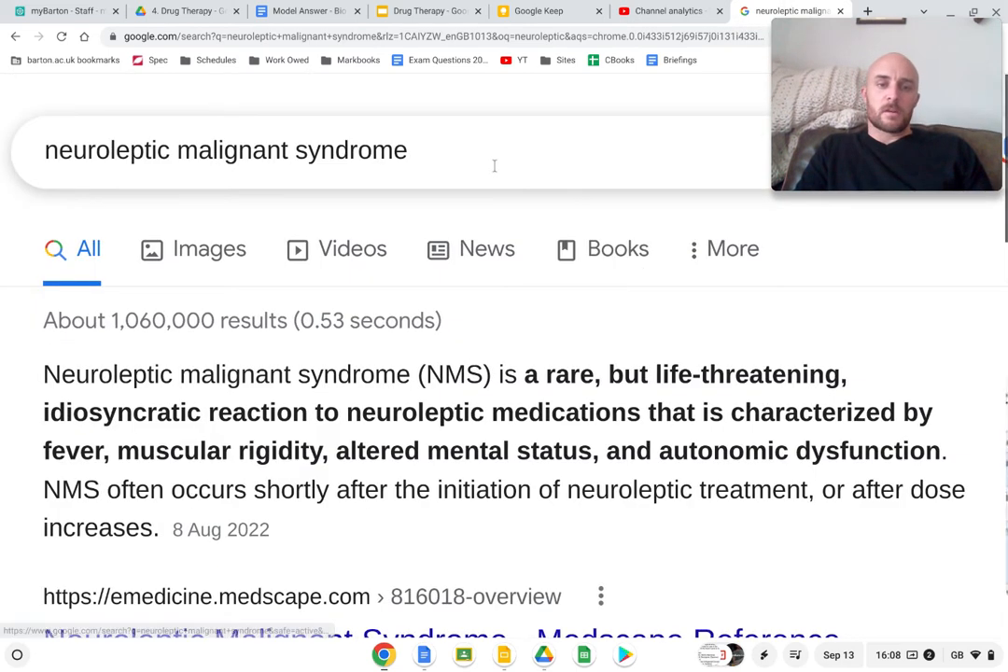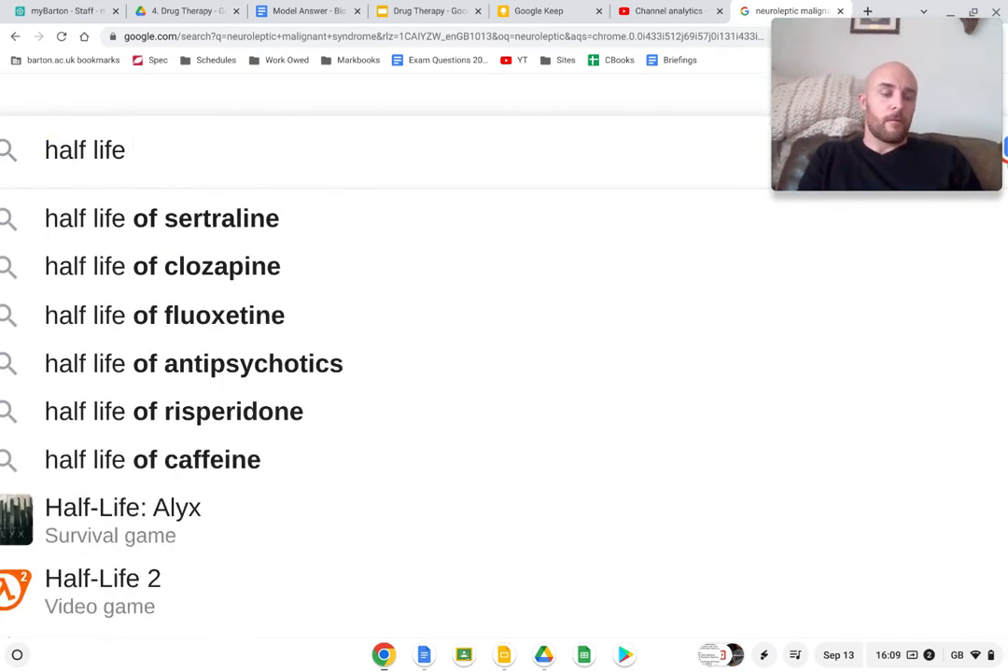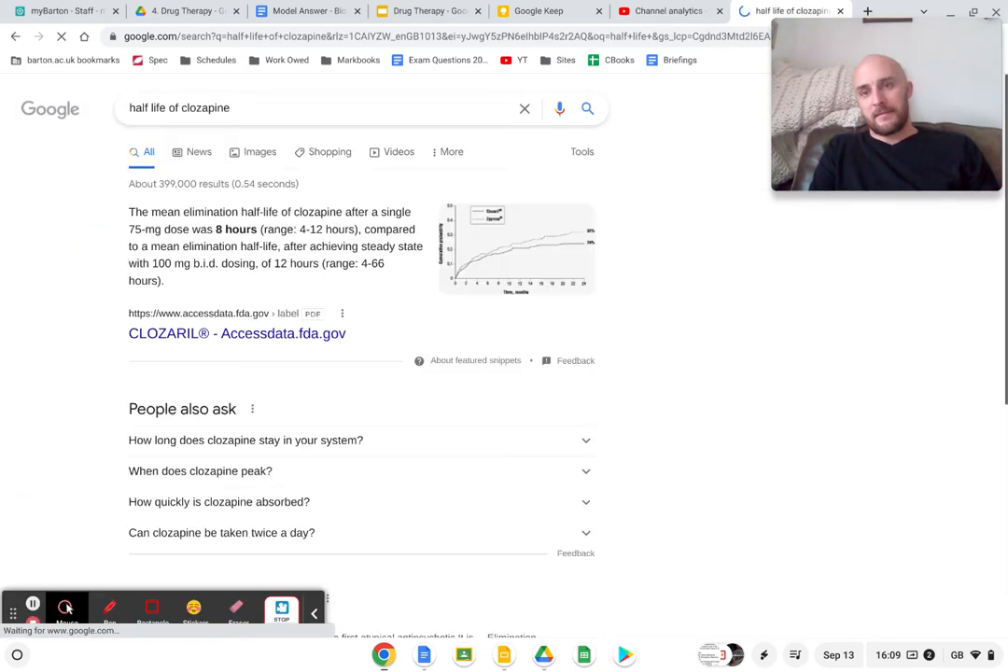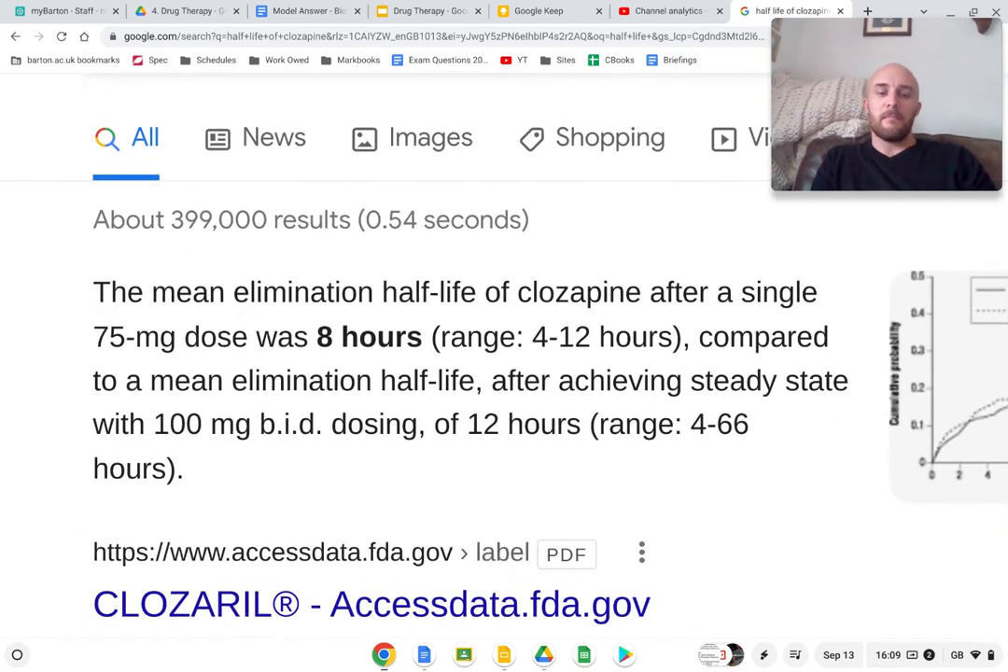The other thing I do want to go into whilst I have you here is the half-life of, let's say, clozapine, right? The half-life of clozapine. Now, what exactly do I mean by half-life? It's a bit confusing, but I will go through the very basics of it. Half-life is how long it takes for half of the drug to leave your system, right? And thus not be affecting you anymore.